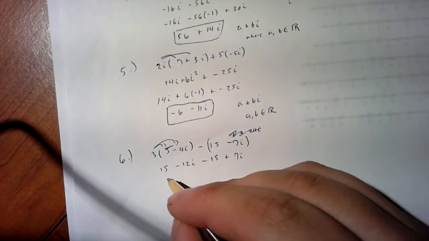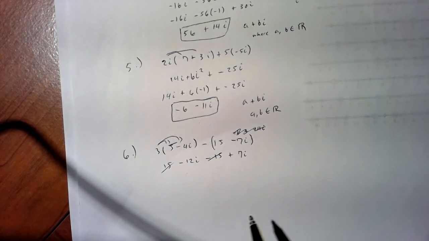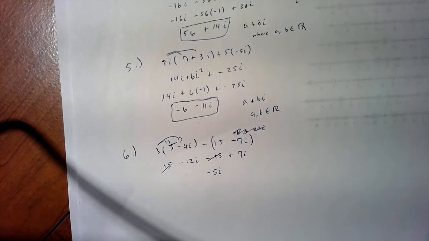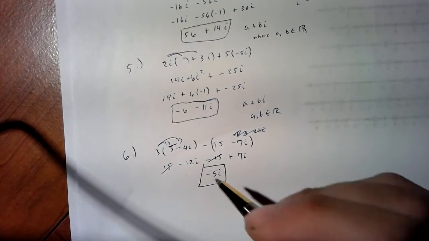Simplify resulting terms. Notice the 15 and the negative 15 cancel. Negative 12i plus 7i is going to be negative 5i. Okay, and that would be our answer.